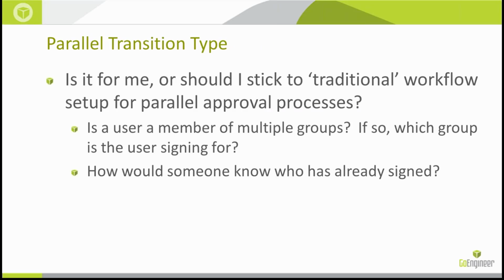So the parallel transition type, is it for me? There are still a few limitations to this attribute mapping. For example, what if a user is a member of more than one approver group? How does it know which group that user is signing for? So this parallel transition attribute mapping is really intended for users who are signers in only one group or always signing for a particular group.